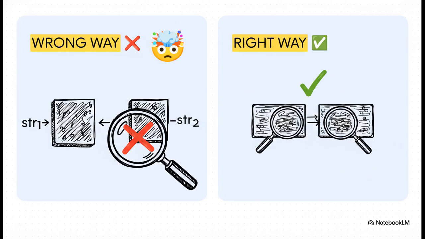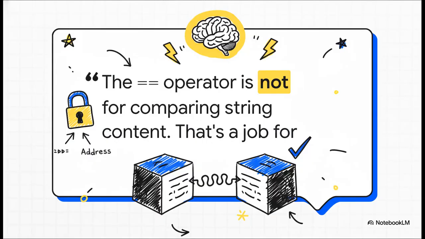The right way is to use strcmp. This function actually goes letter by letter and compares the content. And here's the other tricky part you have to remember. strcmp returns 0 if they're a perfect match. Not 1, but 0. Seriously, if you walk away with only one thing from this whole section, let it be this. This is a guaranteed exam question in one form or another. I want you to burn this into your brain. The == operator is not for comparing what's inside a string. That is a job for strcmp.